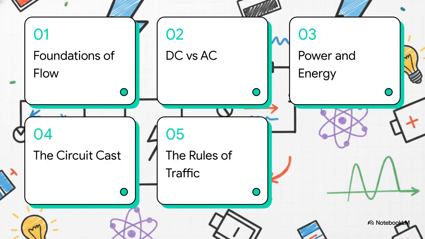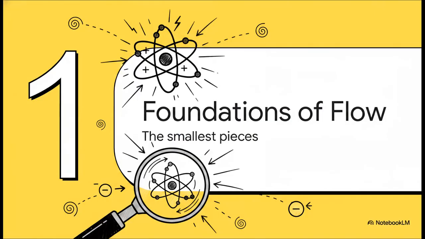We'll start with the foundations of flow. Then we'll compare direct versus alternating current. From there, we'll look at power and energy, introduce what I like to call the circuit cast, and finally, map out the rules of traffic. All right, part one, foundations of flow, the absolute smallest conceptual pieces.